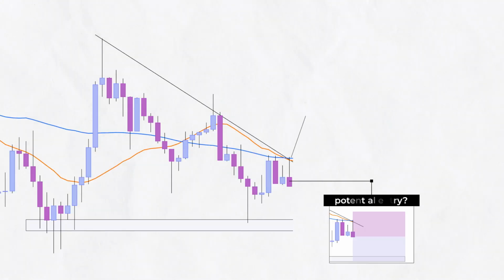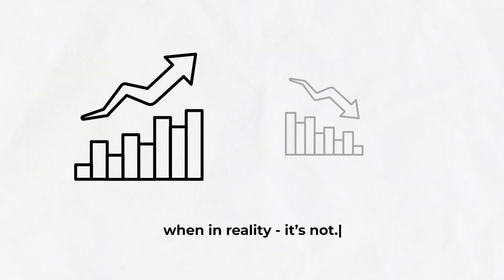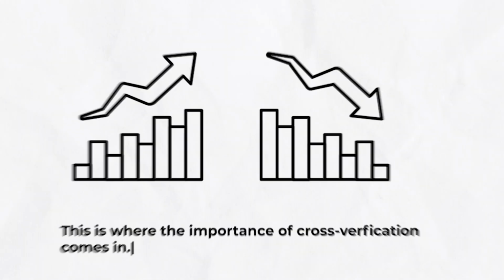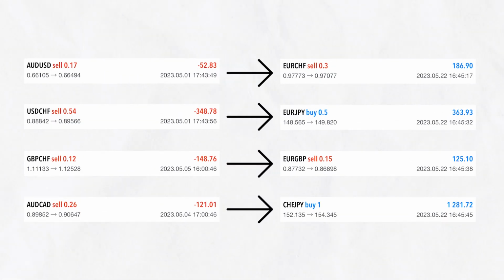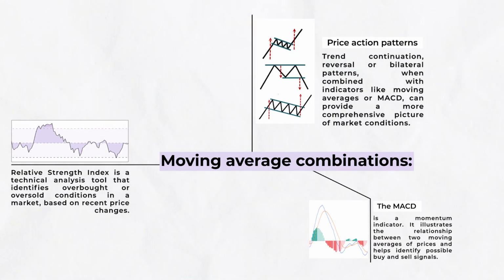But as you know, the market is anything but simple. Sometimes it throws us curveballs in the form of false signals. These can mislead us into believing a trend is starting when in reality it's not. This is where the importance of cross-verification comes in. So to increase our chances of success and filter out these false signals, I always combine moving average signals with other indicators or patterns. This could be technical indicators like RSI or MACD, or perhaps price action patterns.